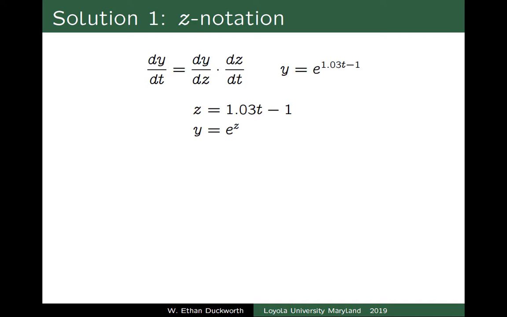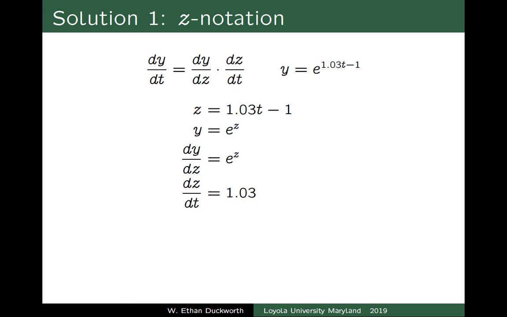So the derivative of e to the z. This will be dy/dz. The derivative of e to the z is simple. You don't do anything with e to the x or e to the z or e to some other variable if you're taking the derivative with respect to that variable. So it's just e to the z. And now I should take the derivative of 1.03t minus 1 with respect to t. And that derivative will just be the coefficient of t, namely 1.03.